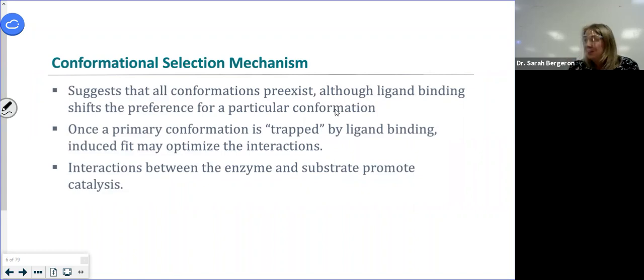What is catalysis? Catalysis is different from binding, right? Catalysis is where we actually convert the substrate into product. So there's a difference between substrate binding and catalysis, and you have to keep those things separate in your mind.